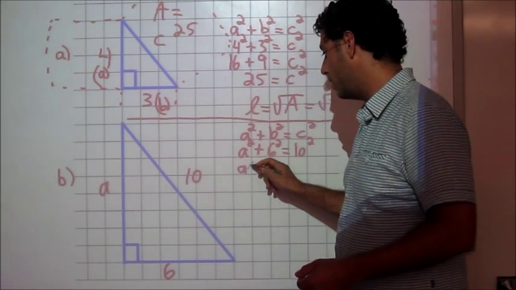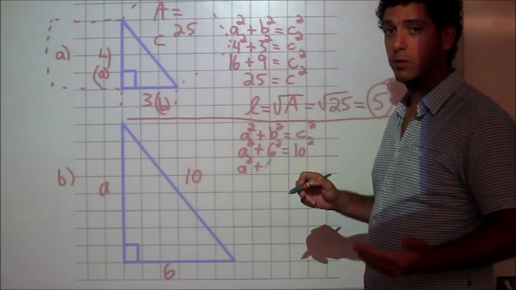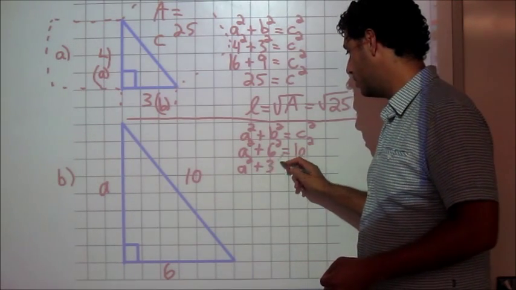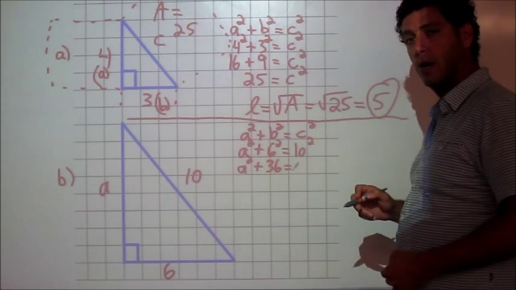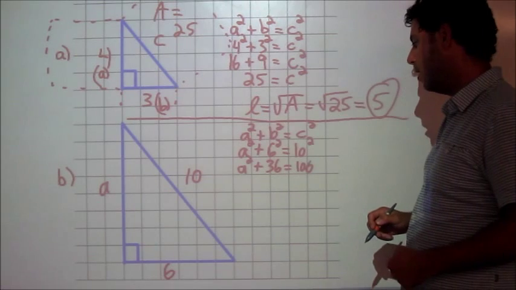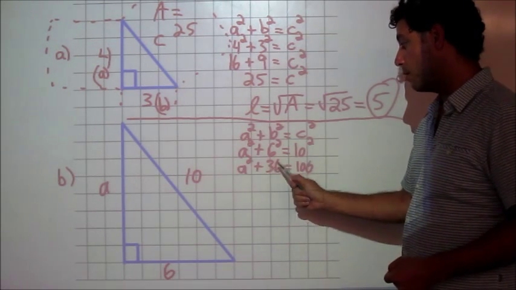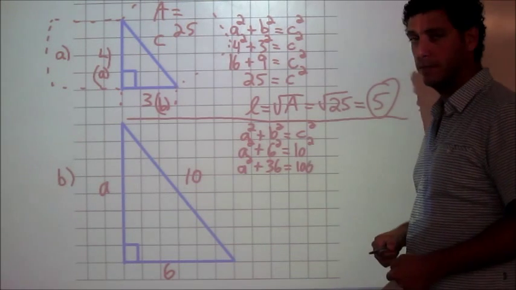We still don't know what A is. 6 squared, we can figure out. 6 times 6 is 36. 10 squared is 100. 10 times 10 is 100. Okay? So now we have this as an equation. A squared plus 36 is equal to 100.